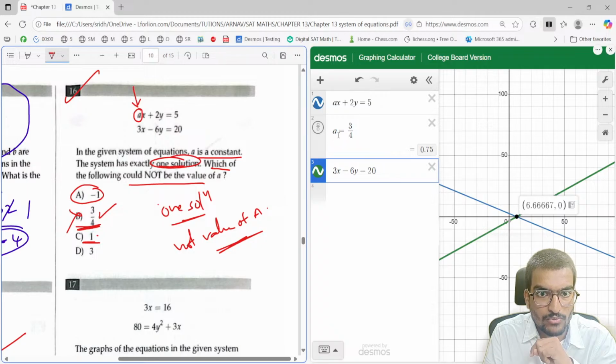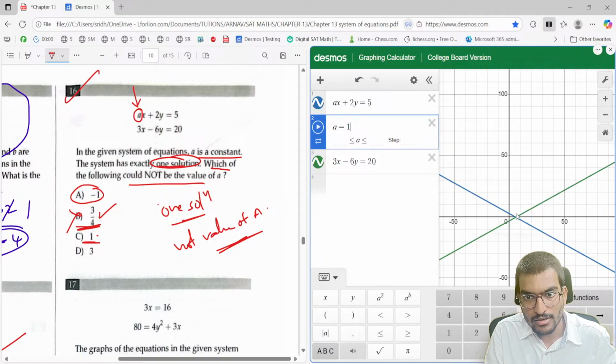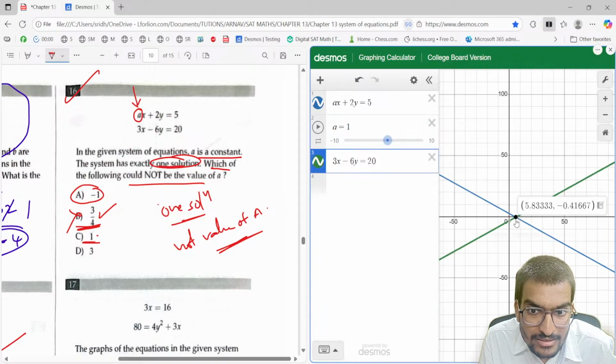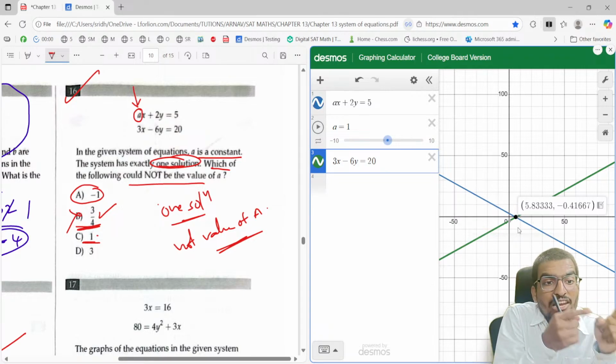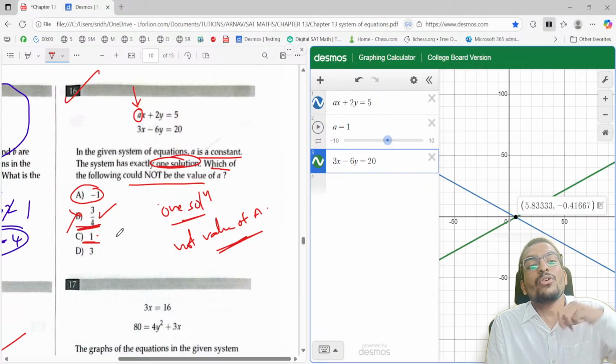Let's go for option 1. If I eliminate this and put the value of a as 1, what do I get? Here they are meeting at a point, which means the value 1 gives a solution. We are not looking for a solution. We are looking for not a solution.